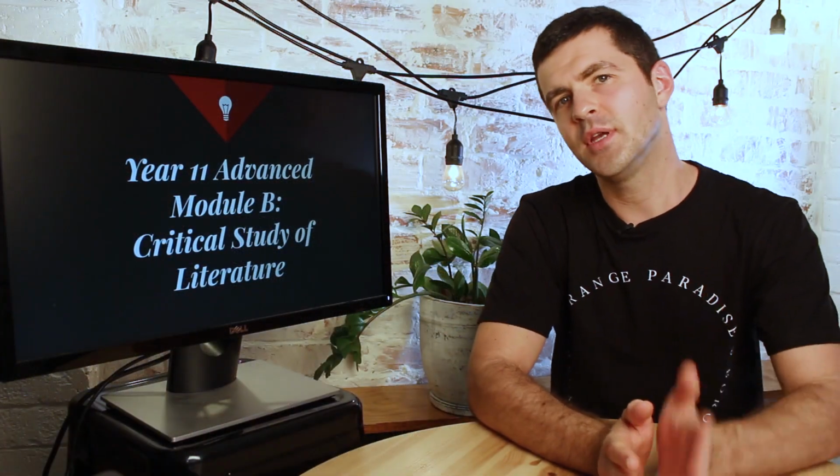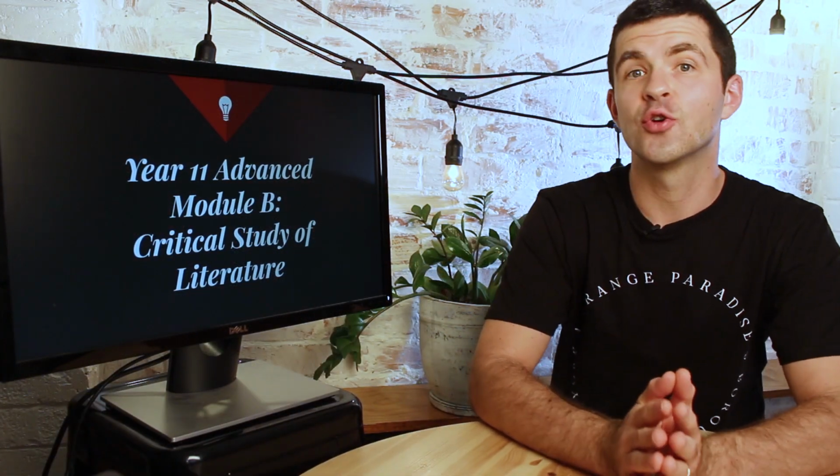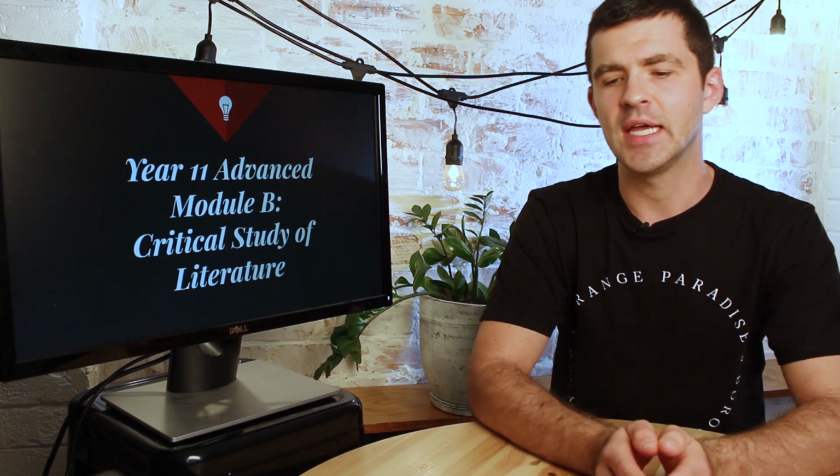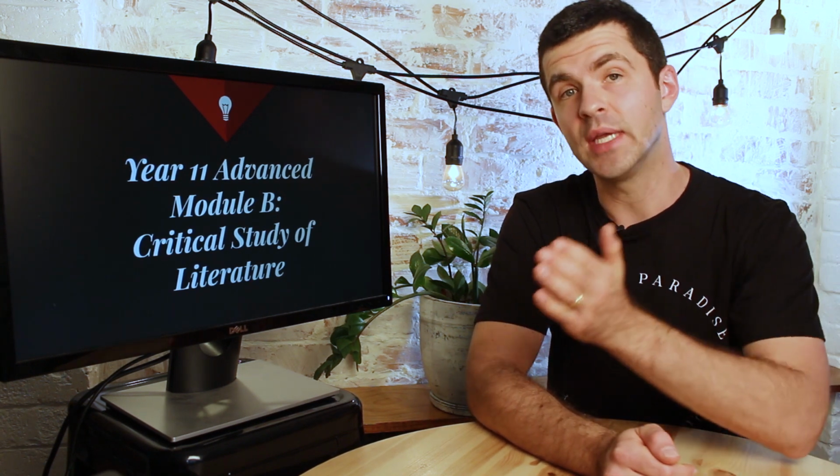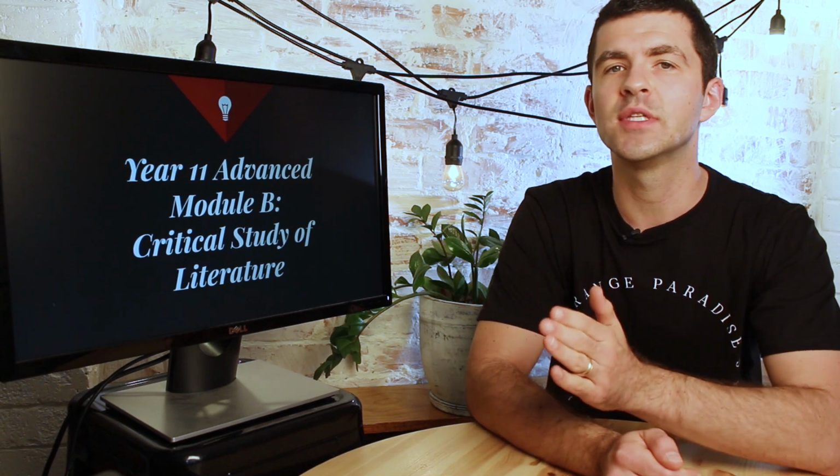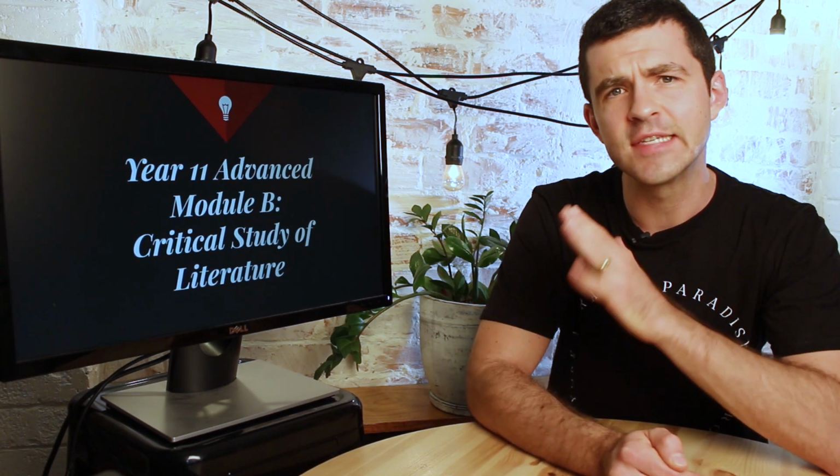And welcome to Year 11 Advanced Module B. This is the critical study of literature. It's essentially a version of what you're going to do in Year 12, and it's building towards that Year 12 course, which is along very similar lines.